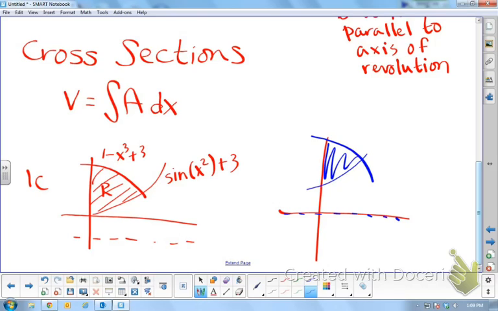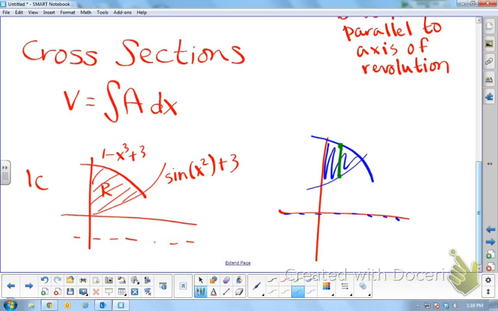So we have to decide, shell or disk. My brain is not remembering words today. Like, what's the other one? So we always, if we can, it doesn't always work out, but if we can, we want to take our cross-section so that we can work with our x values. So we want our cross-section to be going like this. We don't want it to be going horizontally.